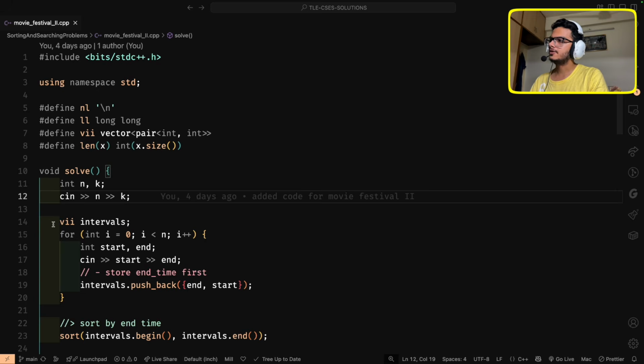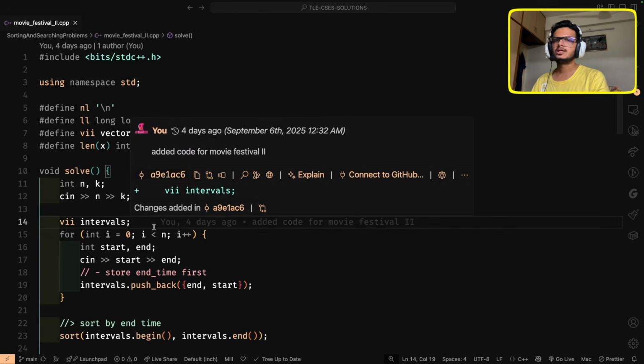Then I'm creating a vector of pair of intervals. So VI is just vector of pair of int. So intervals represents a movie. Interval of I will represent the ith movie by start time and end time.